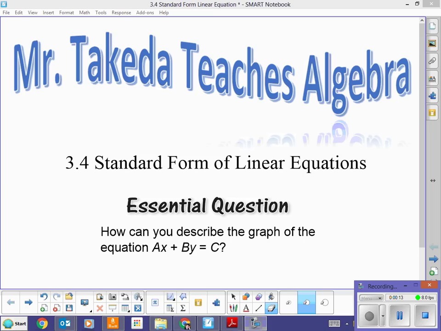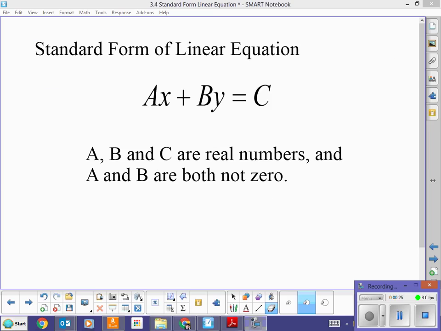This is lesson 3.4 on the standard form of linear equations, in which we ask the essential question: how can you describe the graph of the equation ax plus by equals c? Standard form of the linear equation is basically that. It's ax, a times x, plus b times y equals c.